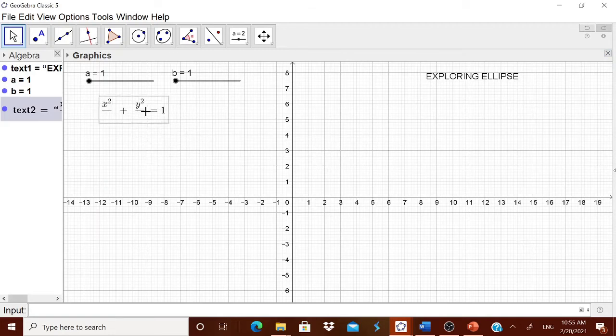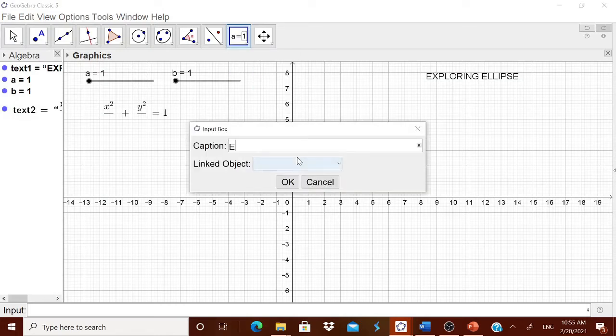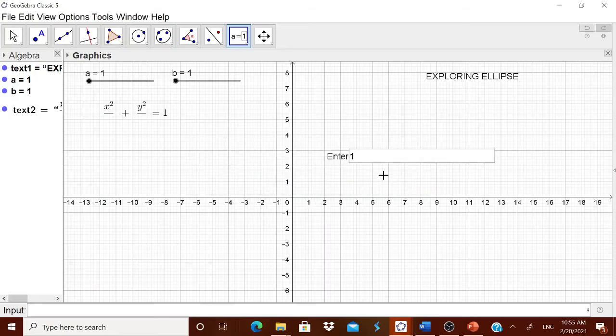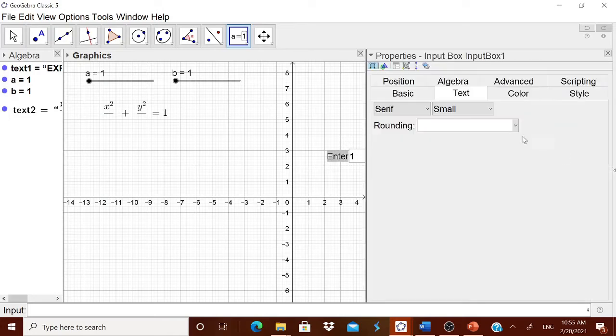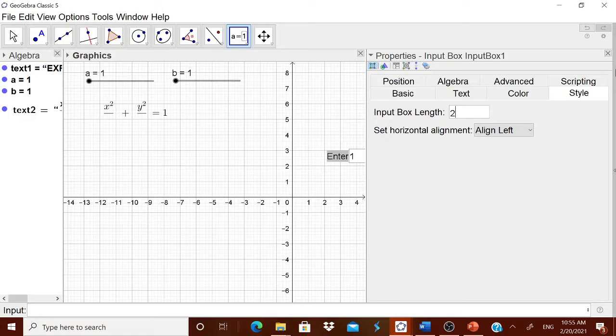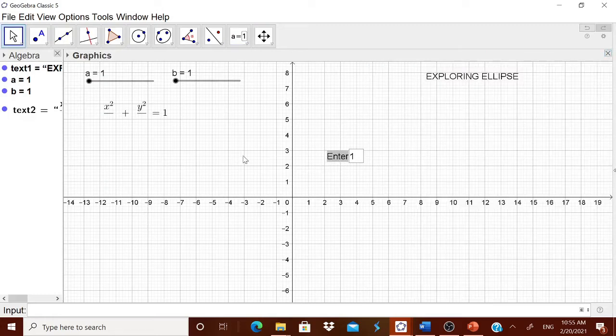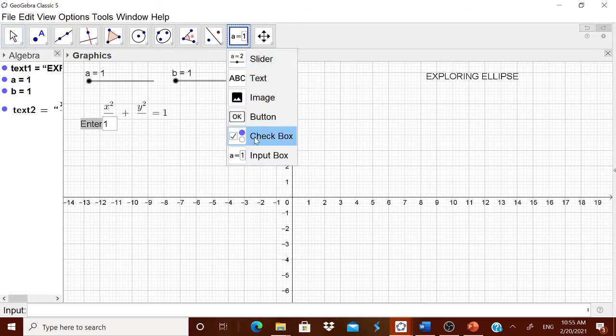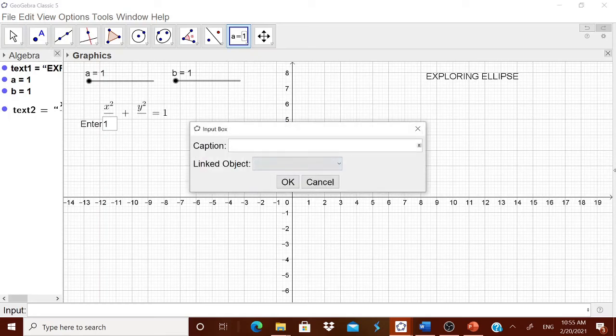Now we want the children to enter the values. Therefore, go for this input box. First, you type enter. Linked object is a. So the child will be writing x square by a square. For object properties, go to the style, make it as 2, and then click OK. Now you can fix the object, remove it and put it over here. Now the child will enter. Similarly, go to the input box. Again you type enter, link b with that.